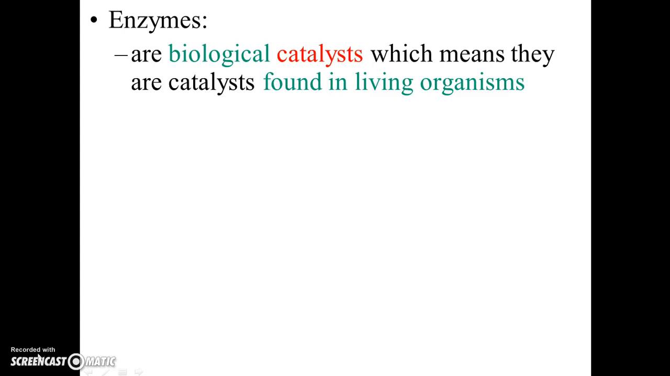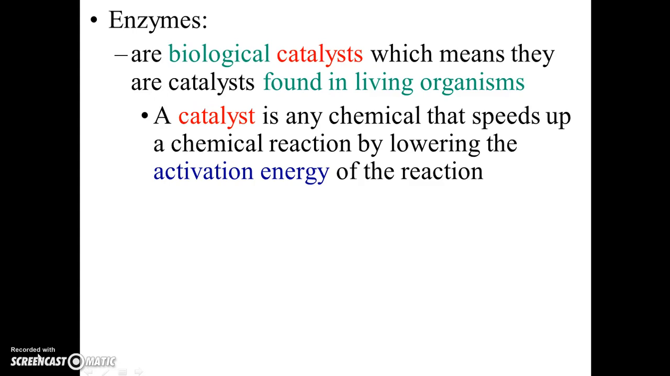What is a catalyst, you ask? A catalyst is any chemical that speeds up a chemical reaction by lowering the activation energy of the reaction. There are many different catalysts that are used in chemical laboratories. A catalyst, as we said, is something that speeds up a chemical reaction. If it is doing that inside a living organism, then that catalyst is called an enzyme. So all enzymes are catalysts, but not all catalysts are enzymes.